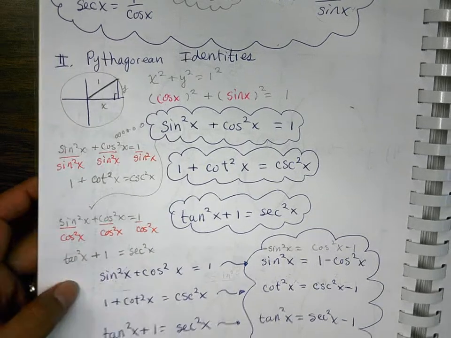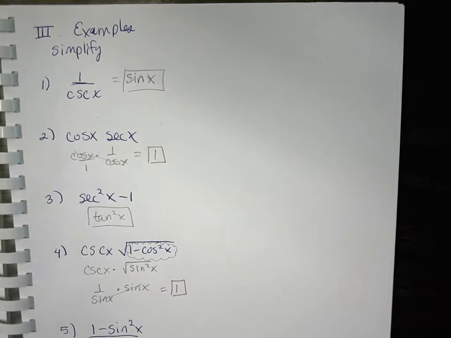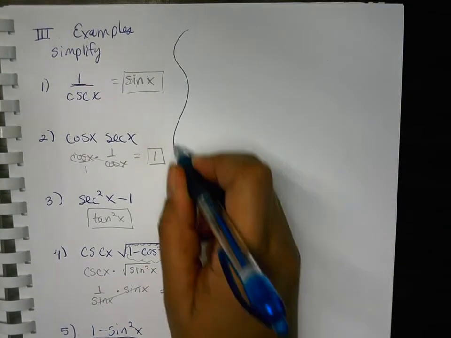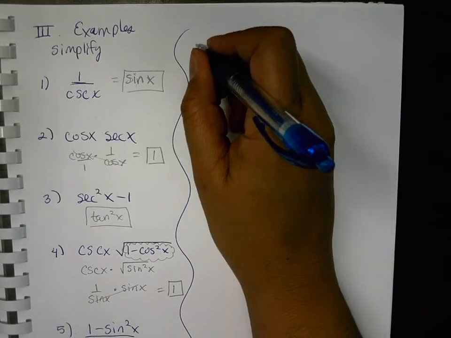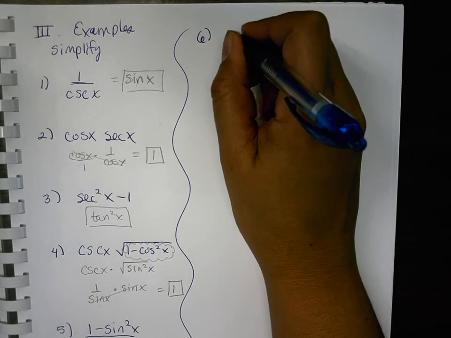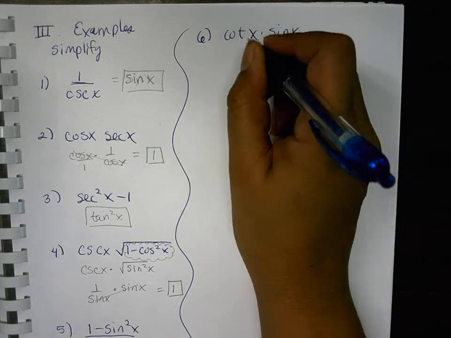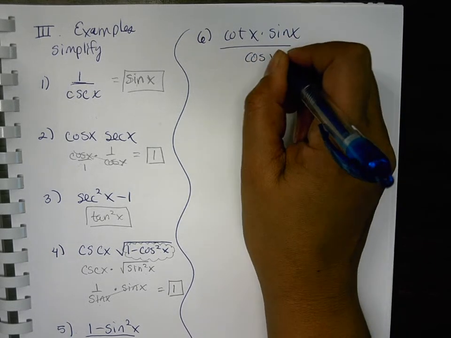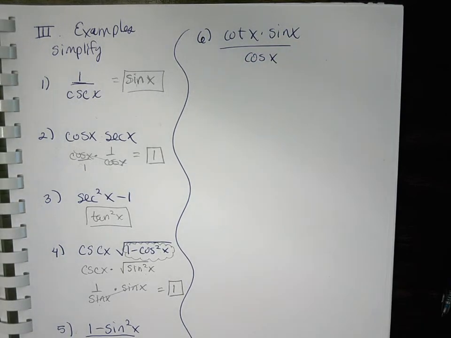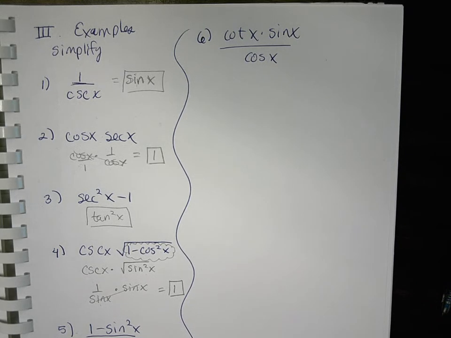Okay. Number 6. Cotangent x times sine x all over cosine x. All right, thoughts? You're given this problem on the test. What do you do? No, we don't give up.